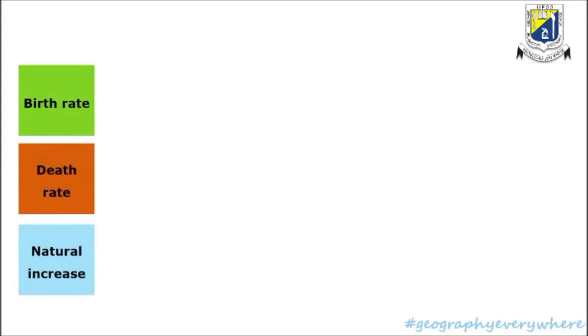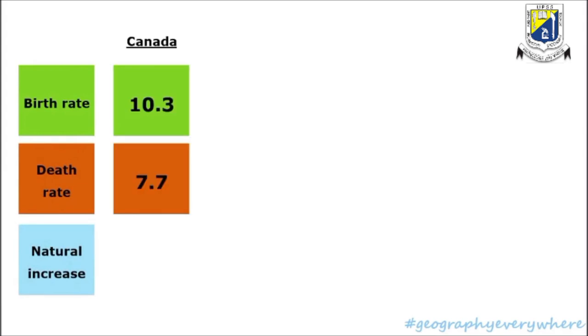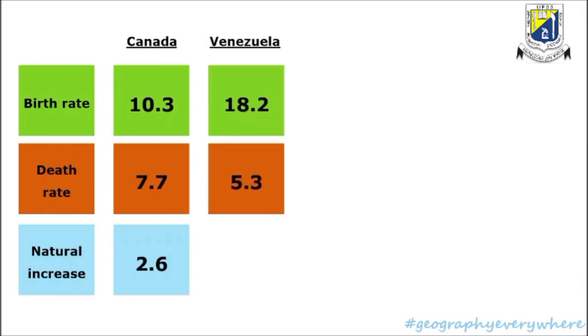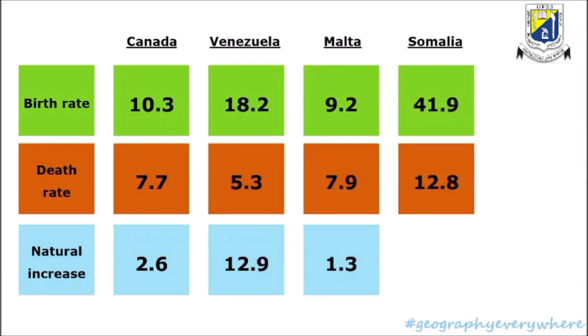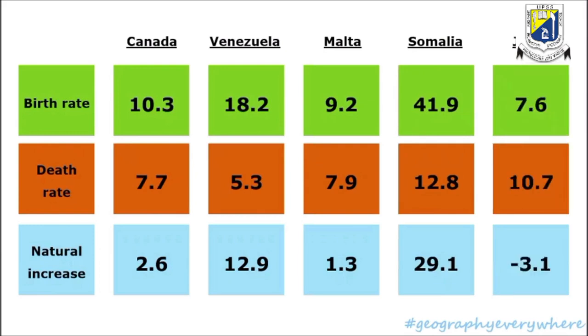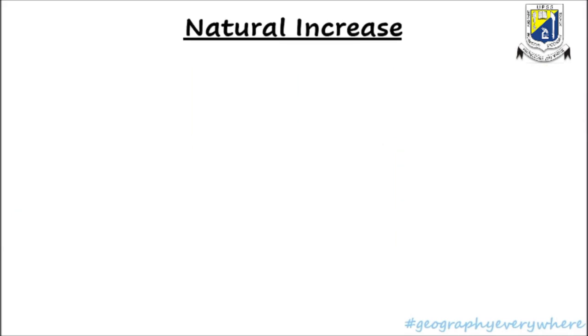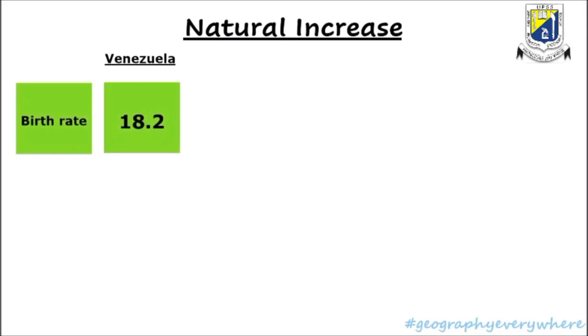So let's take a quick summary of the examples given earlier from the following countries: Canada, Venezuela, Malta, Somalia, and Japan. So you can see the natural increase of these countries within the period.